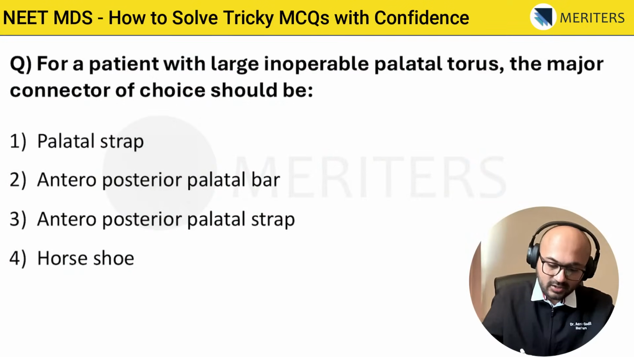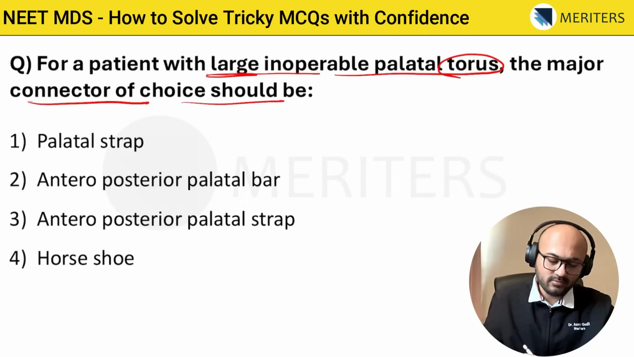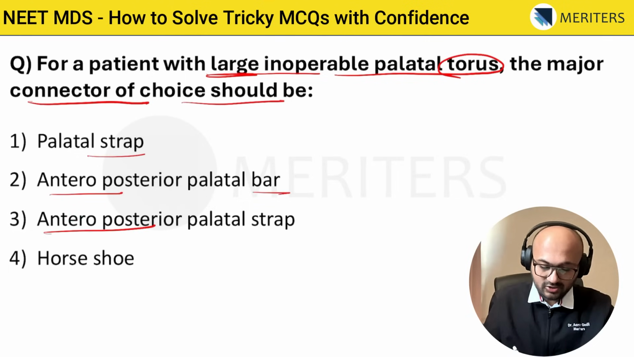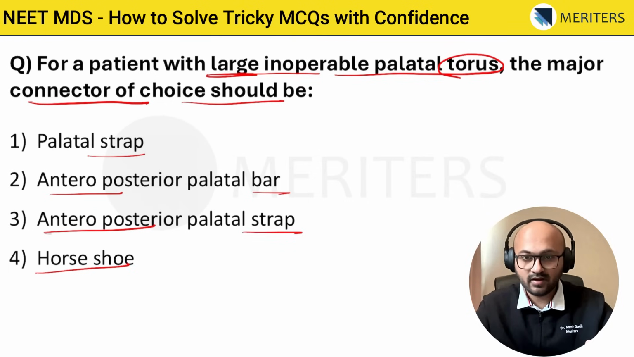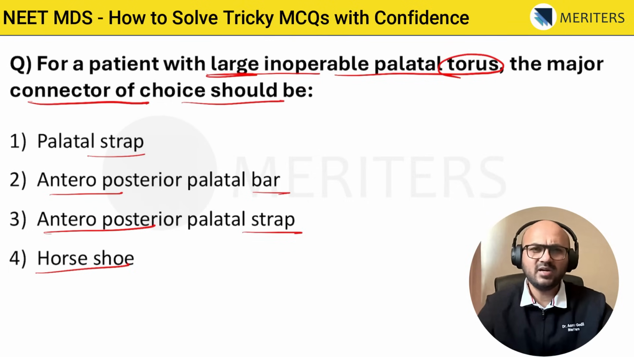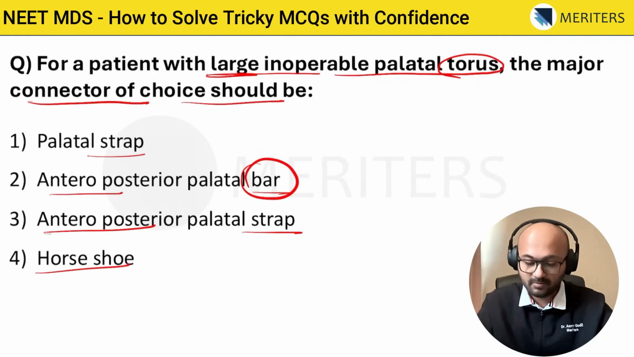For a patient with a large inoperable palatal torus, the major connector of choice should be, and the options are strap, AP bar, AP strap, and horseshoe. Okay, this is very simple. In the first place, you'll be like, okay, AP strap, very easy. But look at the AP bar. Don't get carried away with the AP strap.